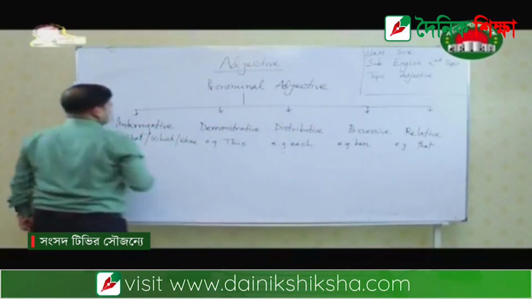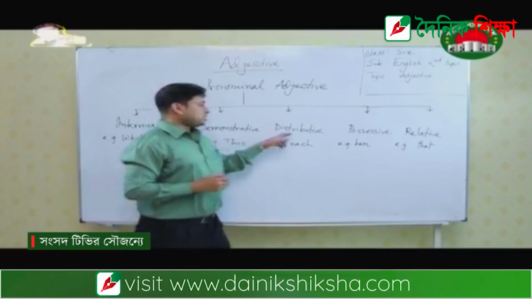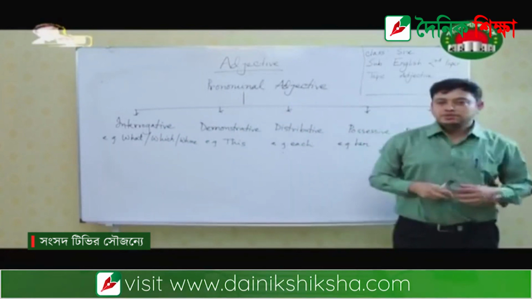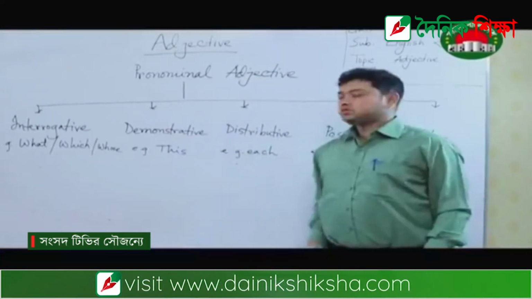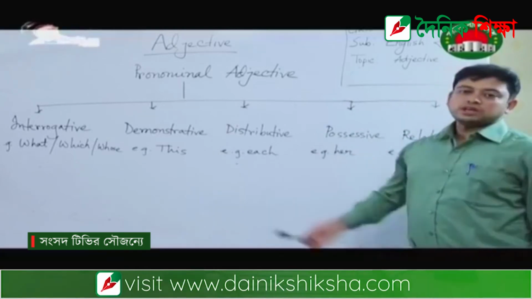So, the first one is interrogative, then the second one is demonstrative, third one is distributive, fourth one is possessive, the last one is relative. So, these all are actually pronouns: interrogative pronoun, demonstrative pronoun, distributive pronoun, possessive pronoun and relative pronoun.